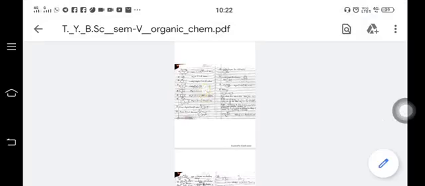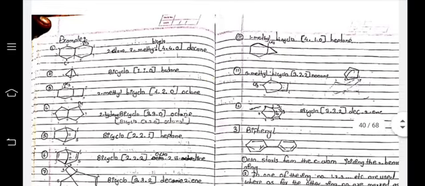So in this way, now we are on the example part. Here are the examples. Numbering should start from the bridge carbon atoms. Numbering is first given to the ring which is larger in size. It is opposite to the spiro carbon atoms.